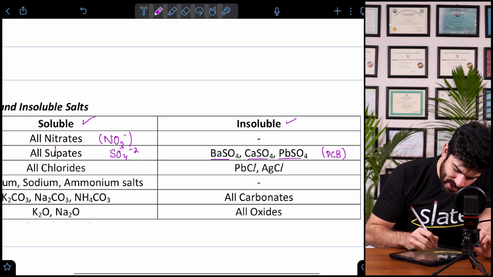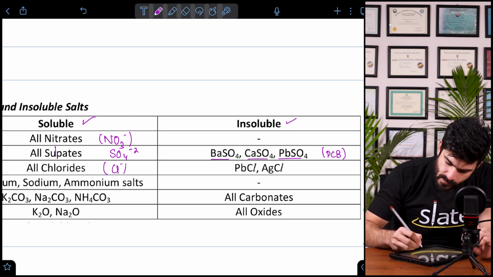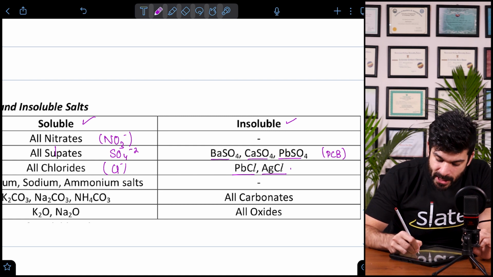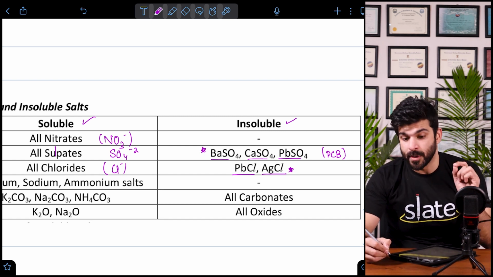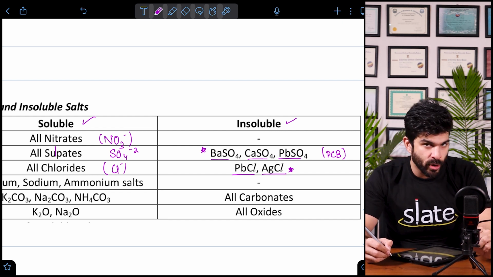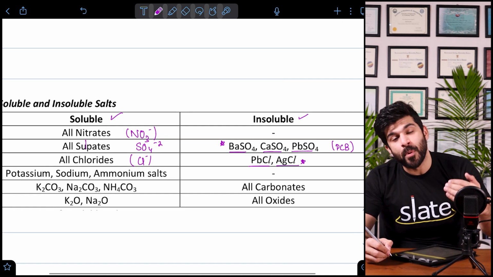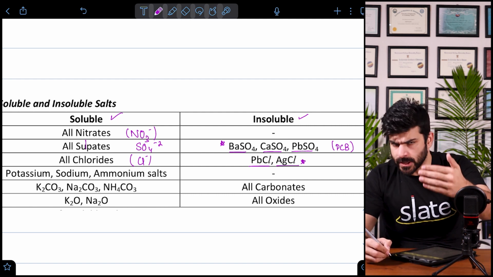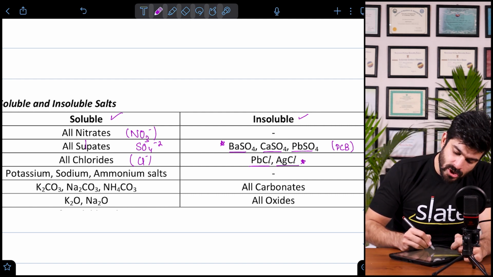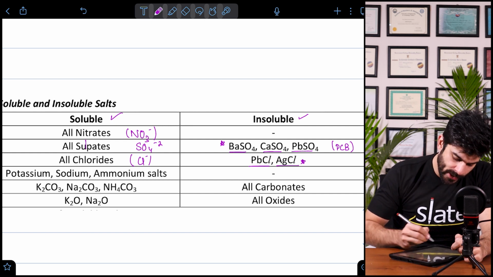When we talk about chlorides, lead chloride and silver chloride, especially silver chloride and barium sulfate, are the most commonly asked questions in the exam. So remember AgCl and BaSO4. These are also important parts of your qualitative analysis as well. We will discuss that later. So all chlorides are soluble except lead chloride and silver chloride.